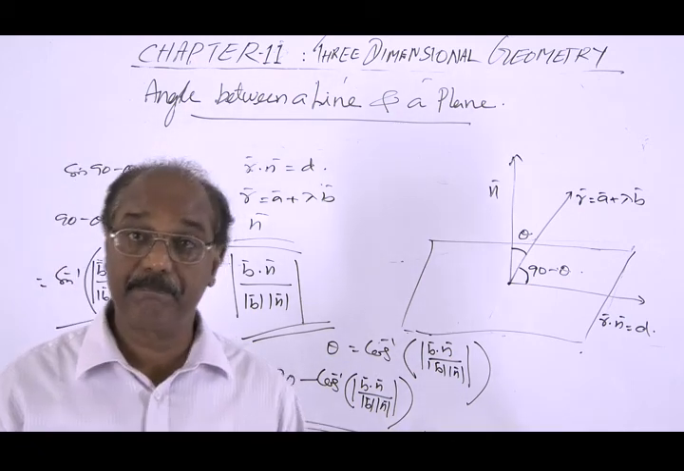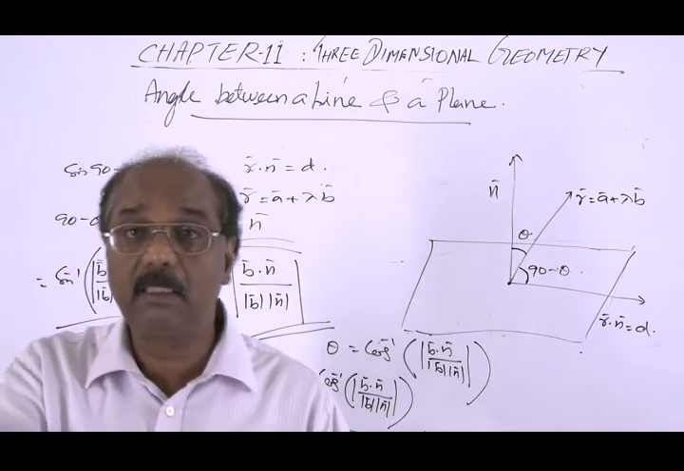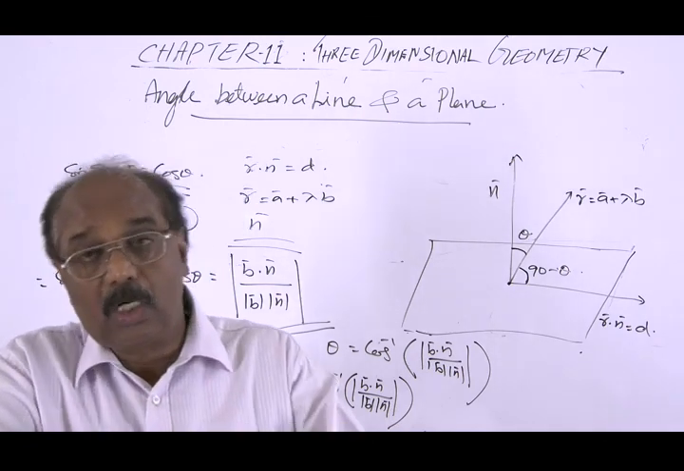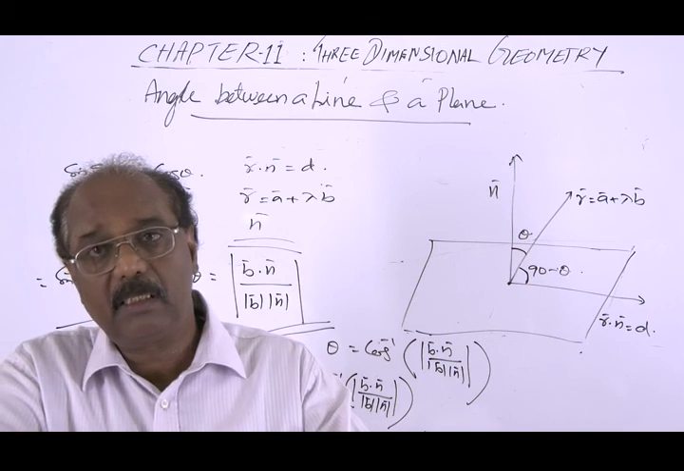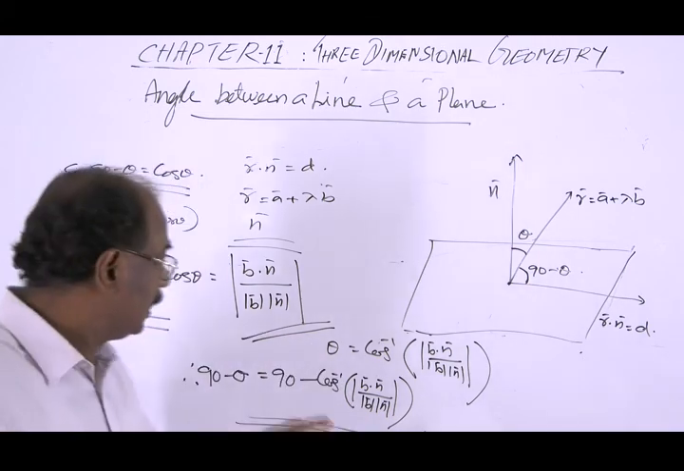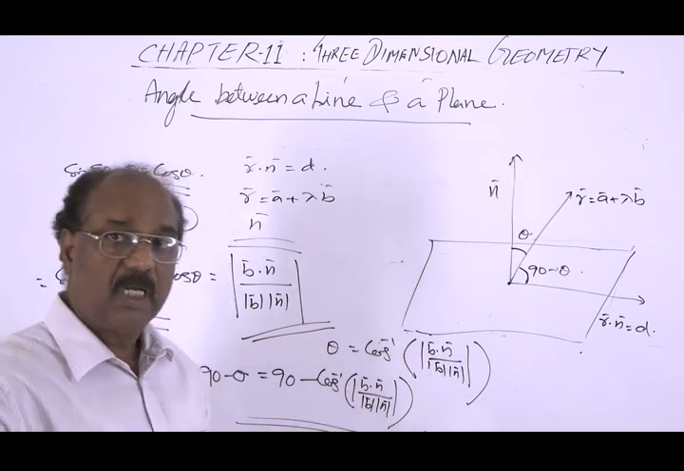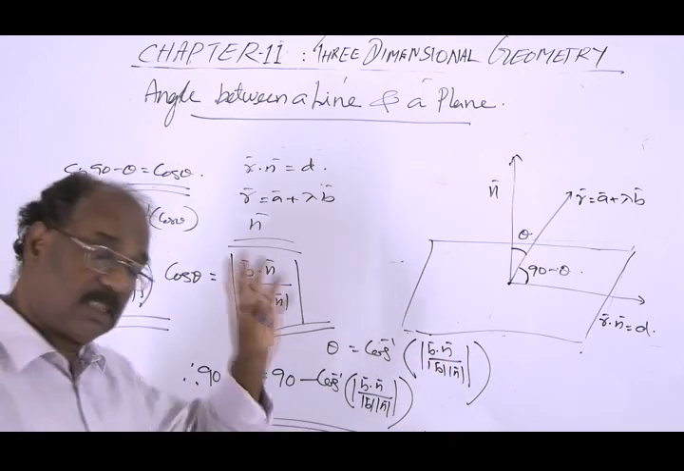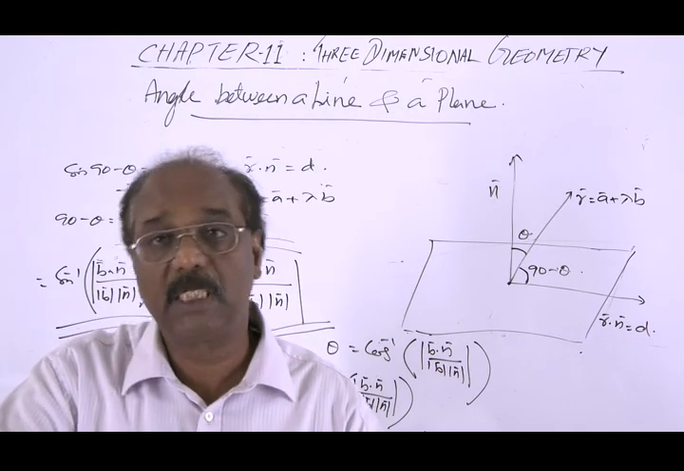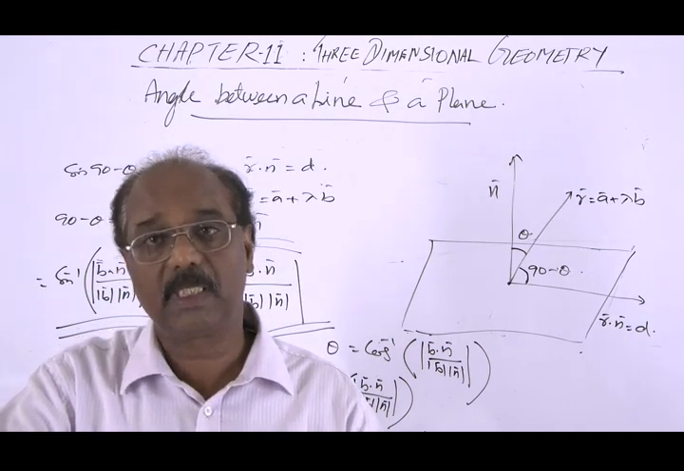But anyway, the angle between the normal and the line is given by theta equal to cos inverse of modulus of B dot N by modulus of B into modulus of N. And the required angle is 90 minus theta, that's all. Okay? That's all.